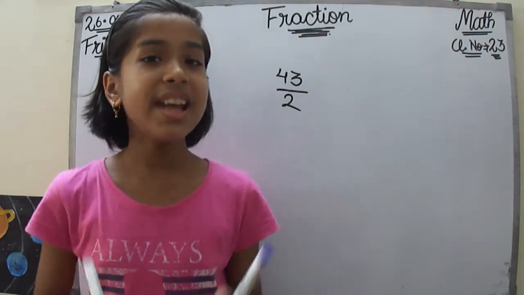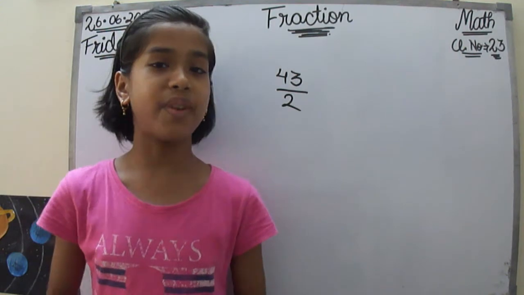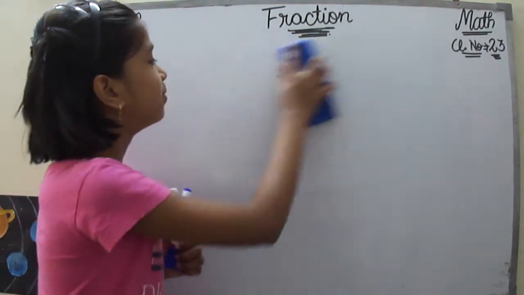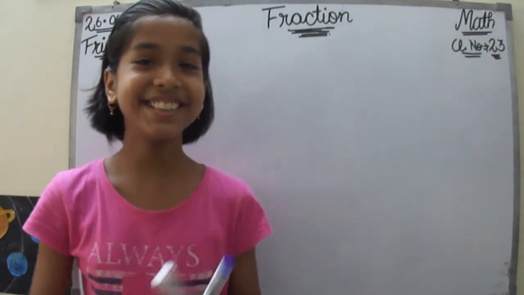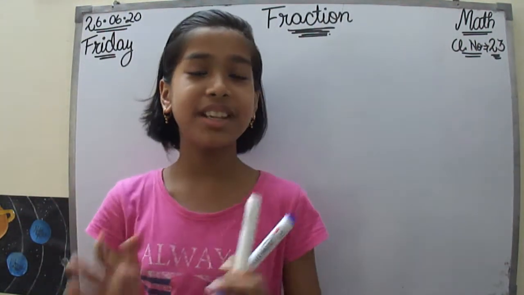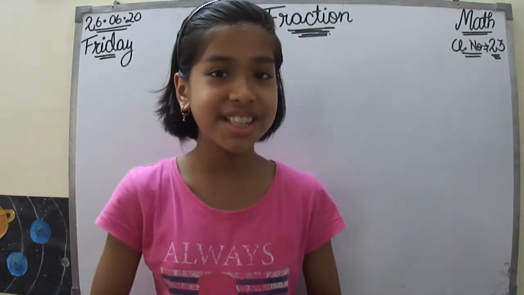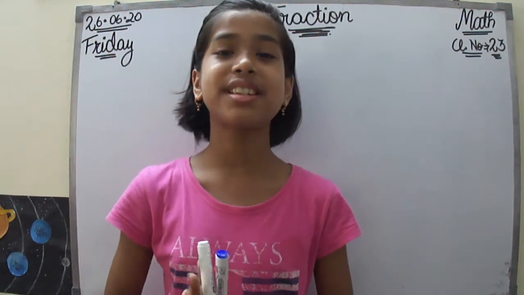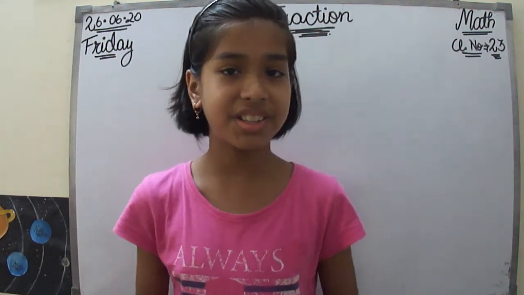Now let's see the types of a fraction. What are the types of a fraction? They are very simple. Let's study the like fractions and unlike fractions first. So what are like fractions and unlike fractions? Let's study like fractions first.